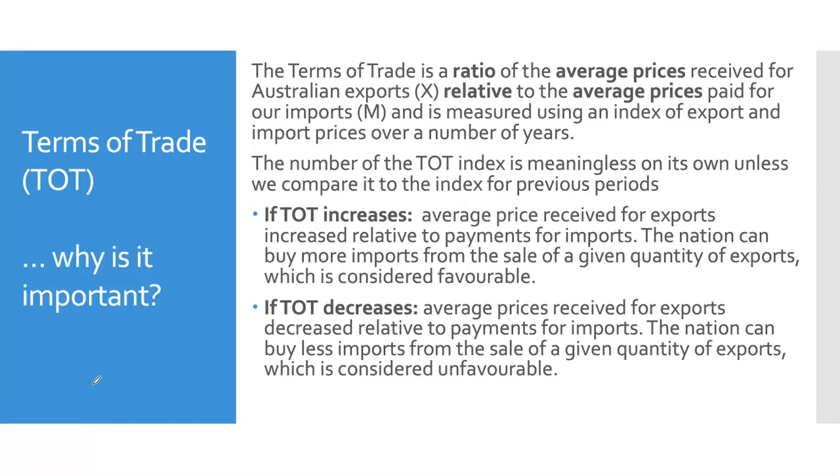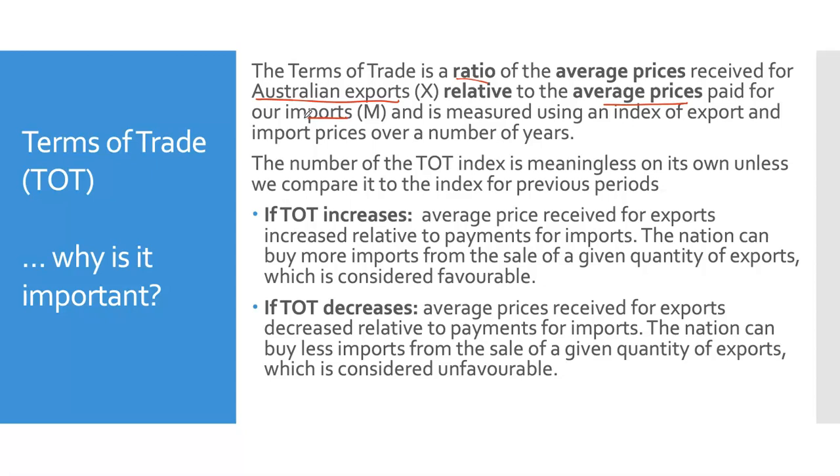Terms of trade is simplistically a ratio, a consideration of the average prices that we've received for our exports compared to the relative average prices paid for our imports. So it's simplistically just going, how much have the prices of my exports gone up or down? And has that increase or decrease been bigger or smaller than the average price paid for our imports?